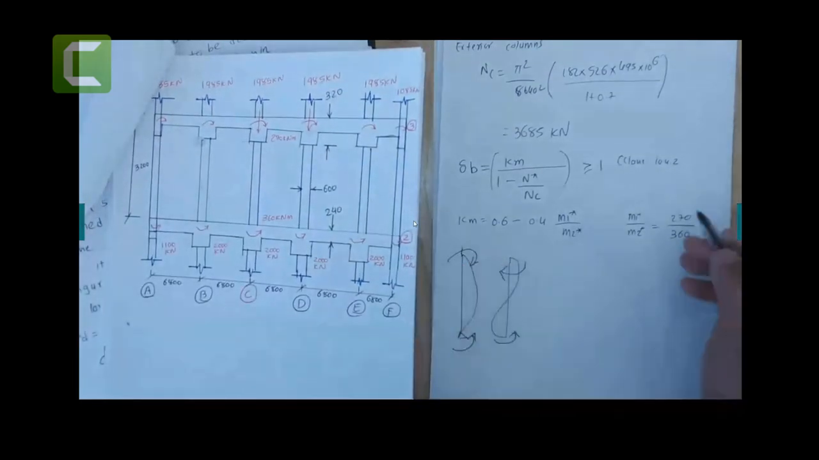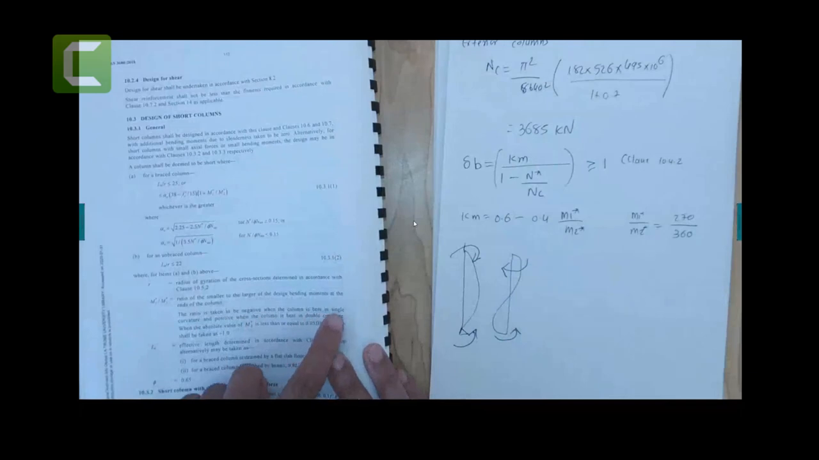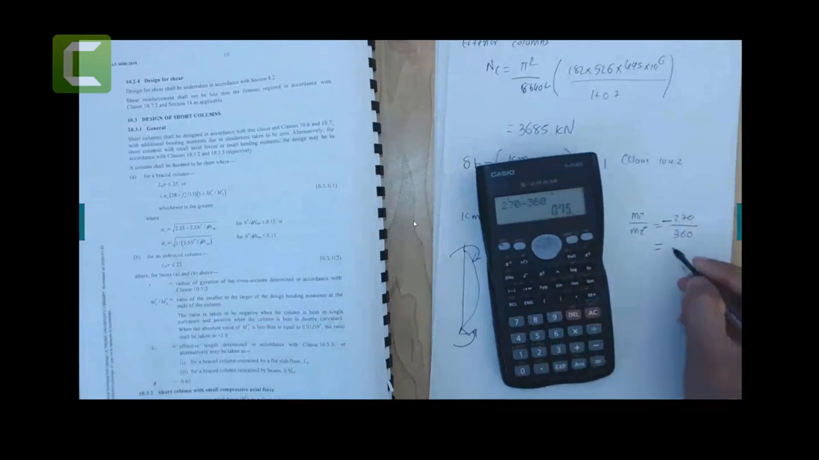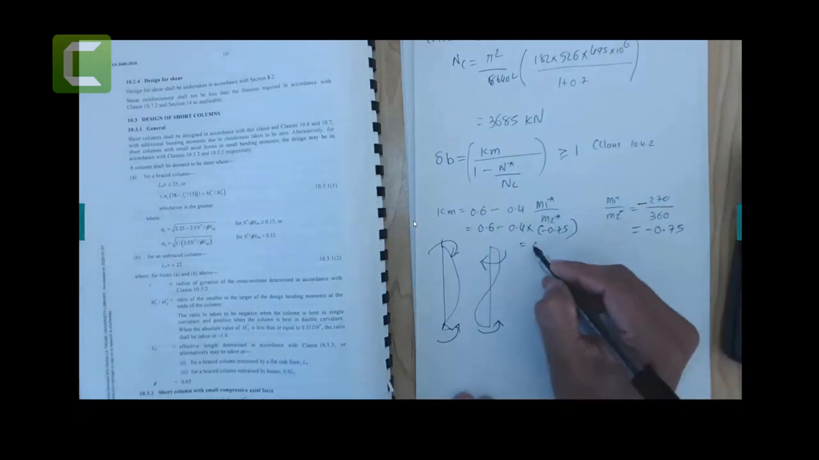So in our case, we have single curvature, and the ratio is taken to be negative when the column is bent in single curvature. So that would be negative. That gives me 270 over 360, which is 0.75. You can substitute that value here, 0.6 minus (minus 0.75). You get the km value. Let me make sure that I'm on the right track. The km value, you get 0.9, right?